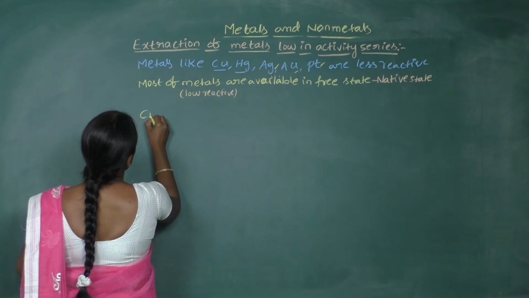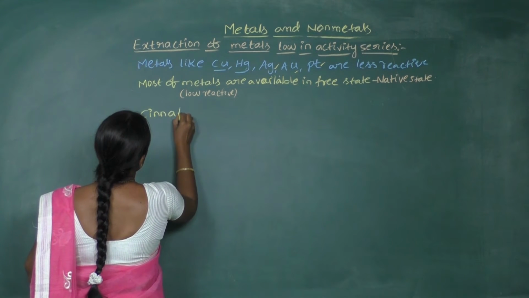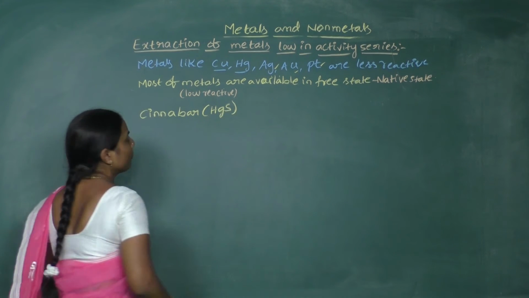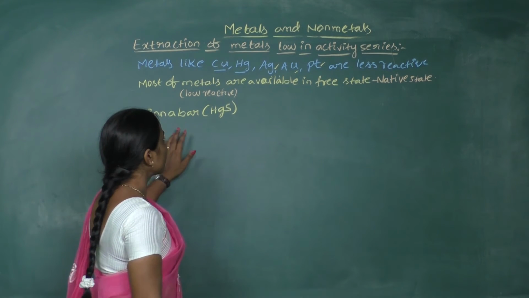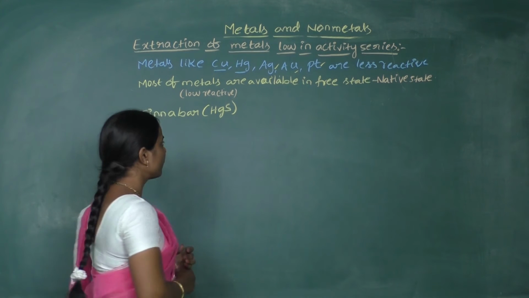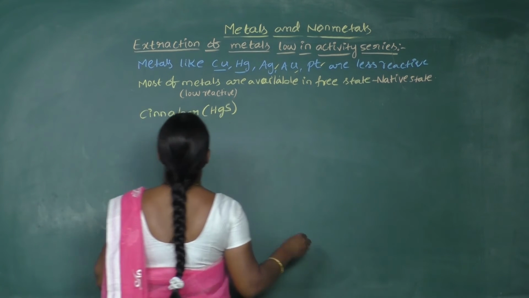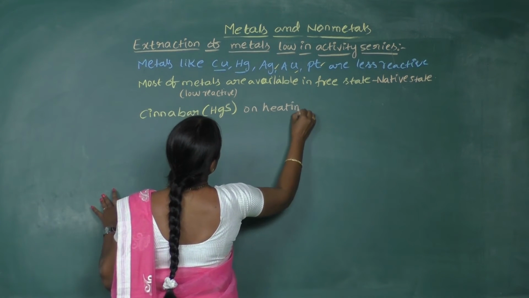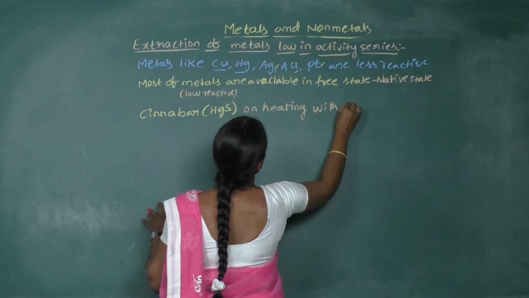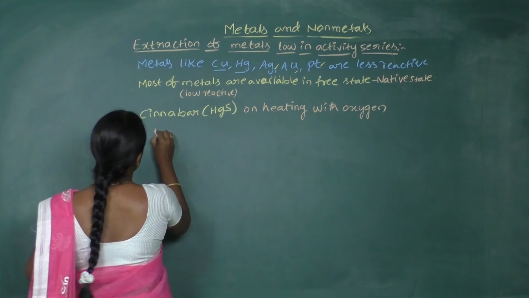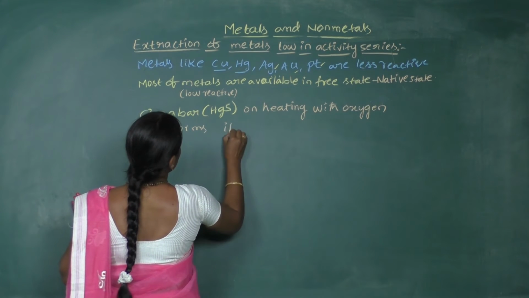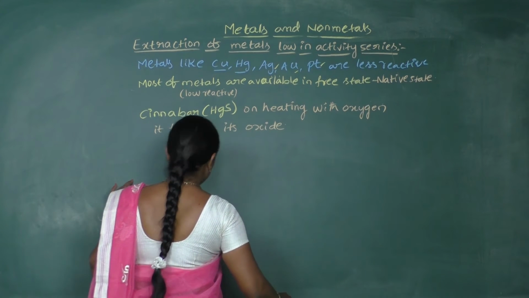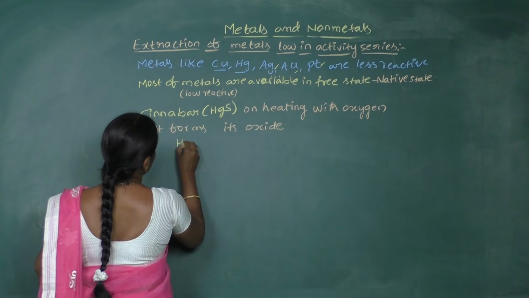Example, the compound of mercury is called cinnabar. Cinnabar is the sulfide of mercury. And from cinnabar we can extract the mercury by heating it with oxygen. Right? On heating with oxygen, it forms its oxide.